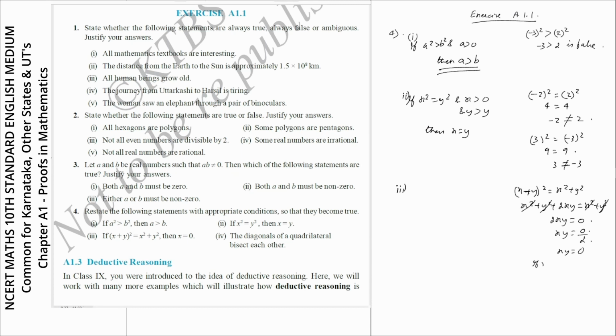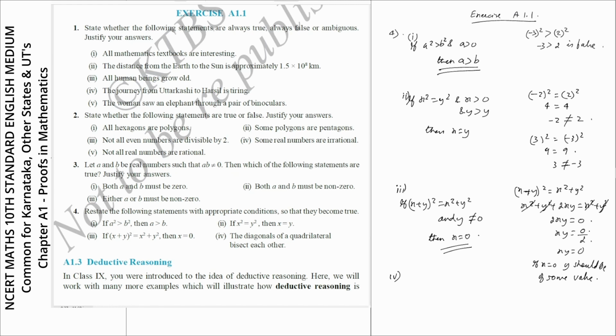Now here if x is equal to 0, y should be of some value. y cannot be 0, because if y is 0, we get 0 into 0 is equal to 0, which is not possible. So for x to be 0, y should have some value, whether positive or negative. Therefore I can rewrite the given statement as: if x plus y the whole square is equal to x square plus y square, and y is not equal to 0, then x is equal to 0.